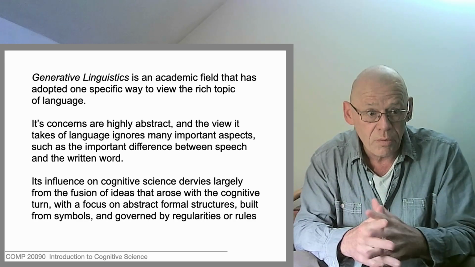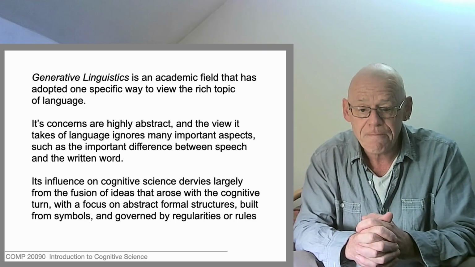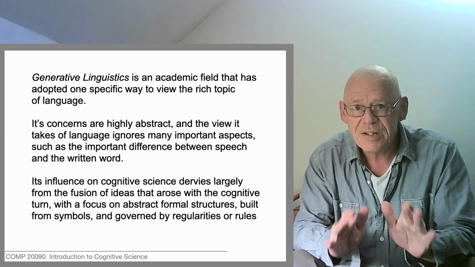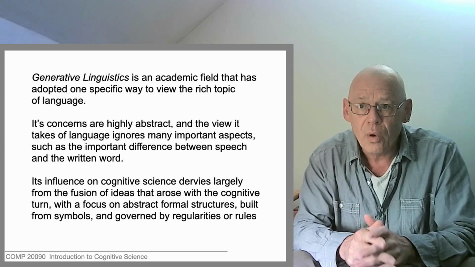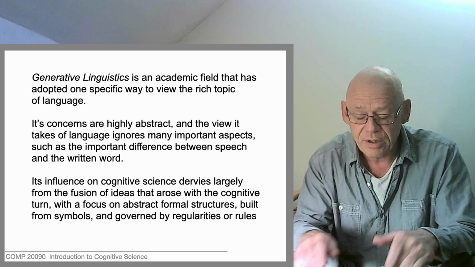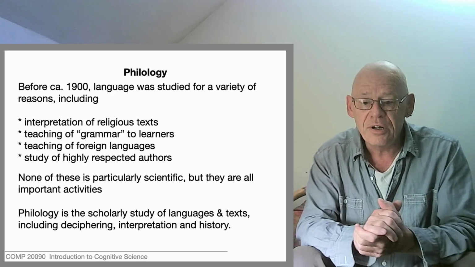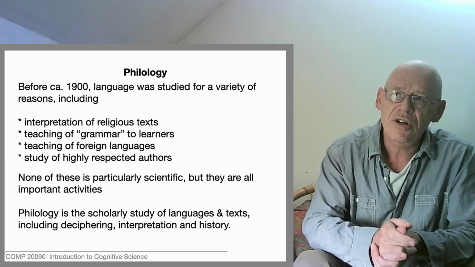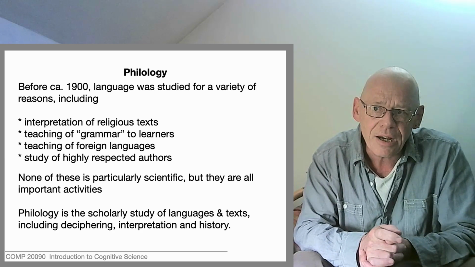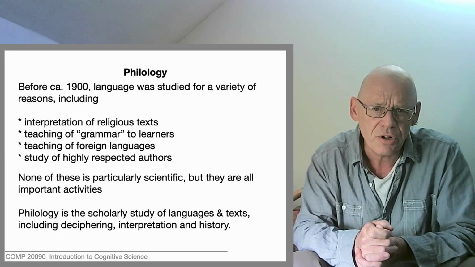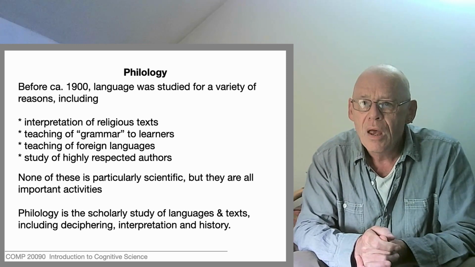Now, that's not the only way one could come at language, as we'll see. But this abstraction is what has got mixed up with theories of mind, and we'll be looking at those in later videos. But before 1900, there was a lot of reason to study written language particularly. There was much less work done on spoken language.